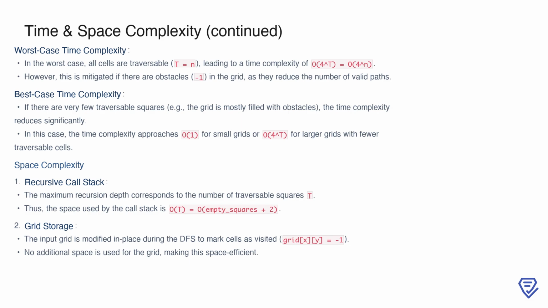Now, for space complexity, the main factor is the recursive call stack. The maximum recursion depth corresponds to the number of traversable squares, so the space used by the call stack is O(t), or equivalently, O(empty_squares + 2). The grid itself is modified in place during the DFS process to mark cells as visited, which means no additional space is allocated for the grid, making the solution space efficient.